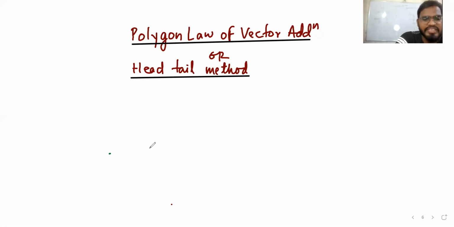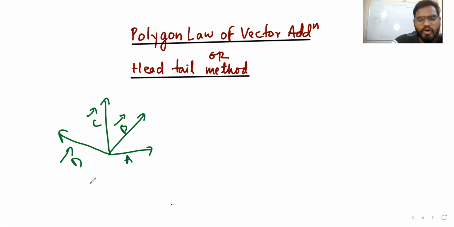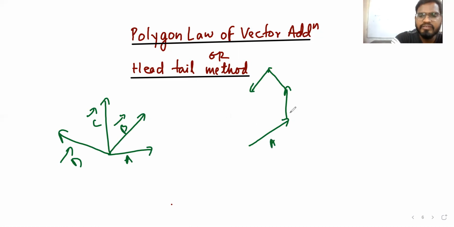Suppose vector A is like this, vector B is like this, vector C is like this, vector D is like this. Now how will we use it? What you are supposed to obey here is the head-to-tail method. A, B, C, D.